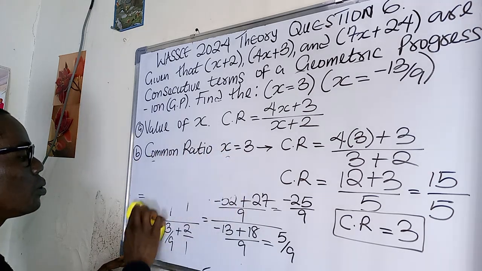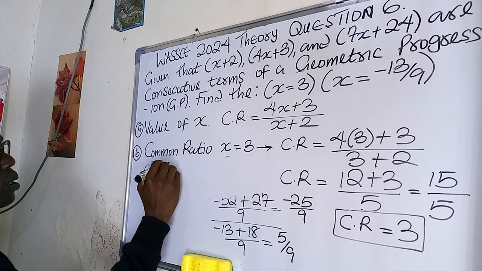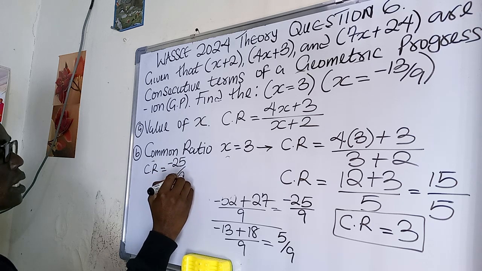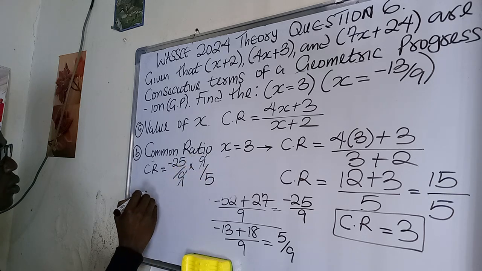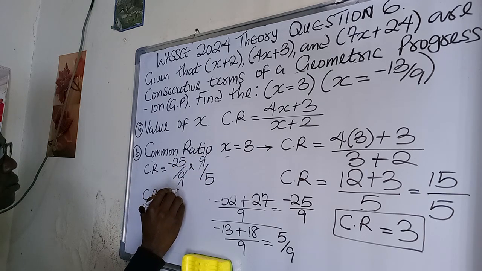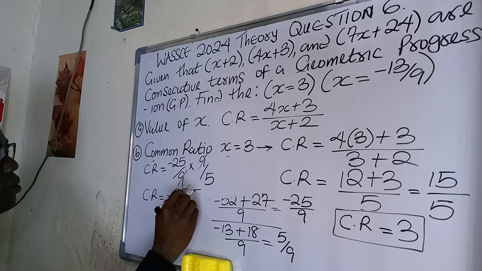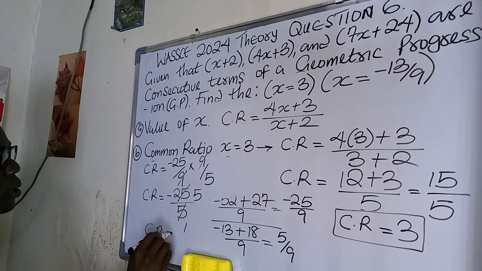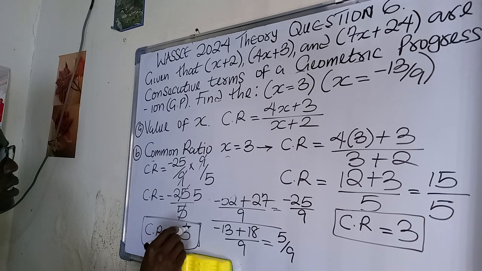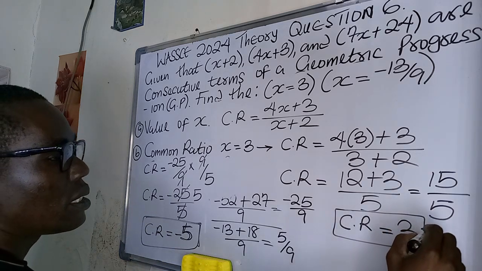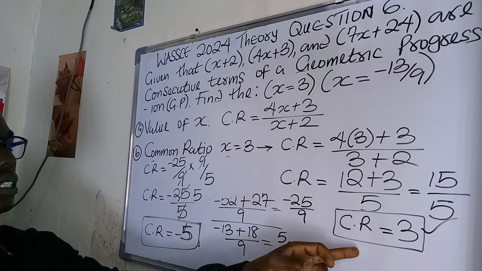So if we simplify both, that will give us the common ratio to be equal to minus 25 divided by 9 multiplied by 9 divided by 5. While 9 clears 9, we'll be left with CR equal to negative 25 divided by 5, which will give us 5. So our CR will be equal to negative 5. So the common ratio is negative 5 and 3. These are the solutions we get when we simplify this expression.